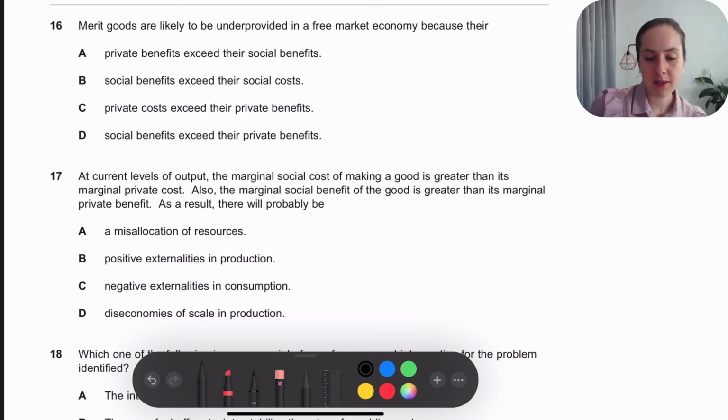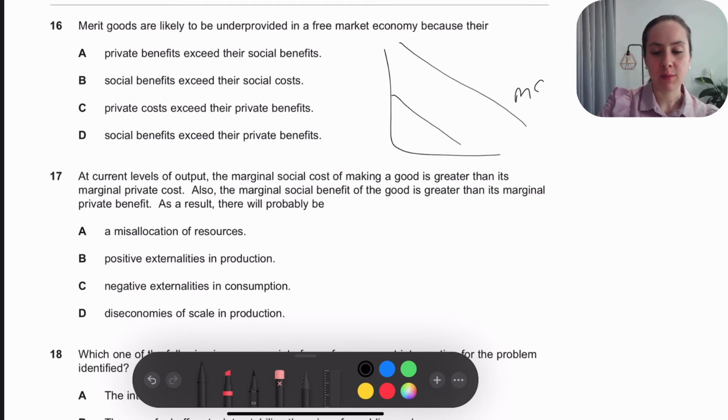Americans are underprovided. Okay, because people are selfish and they don't really fully take into account that their goods help other people and they don't care about that. So the answer is because the MSB is higher than the MPB, and that's a problem because consumers consume only on the MPB, so they neglect the other things.